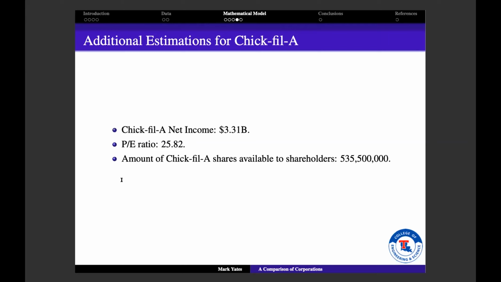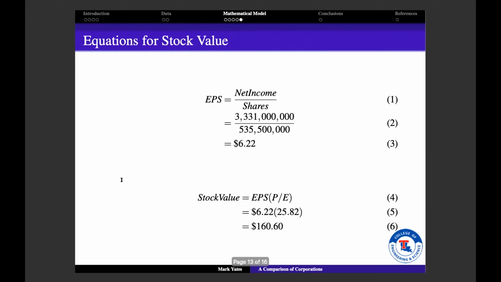And with this information, I can finally just plug and chug from here. We'll take a look at the equations. This gives me the earnings per share, which is the net income divided by the amount of shares. And I get $6.22 per share. That's what Chick-fil-A would make off of each share.